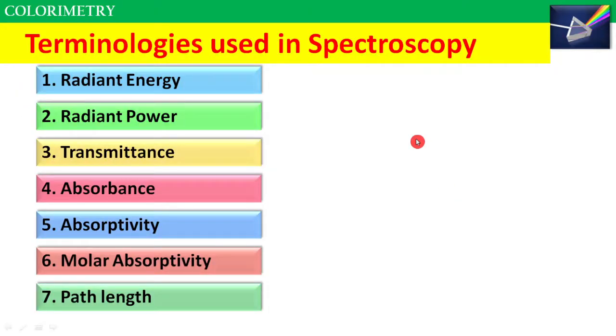So in the next lecture we will see the basic terminologies used in spectroscopy, such as radiant energy, radiant power, transmittance, absorbance, absorptivity, molar absorptivity and path length.